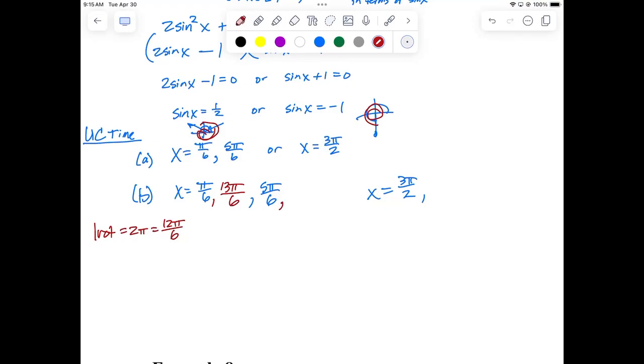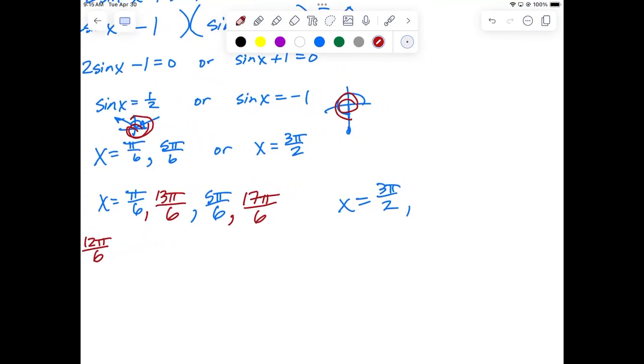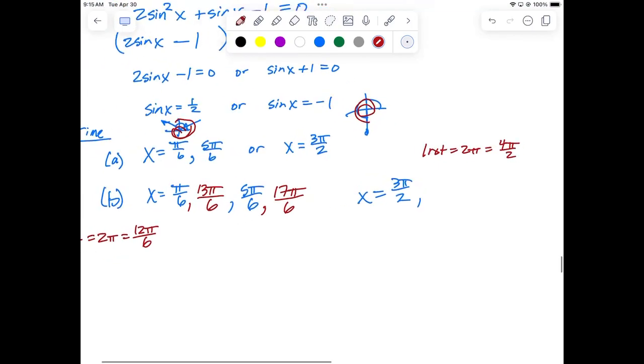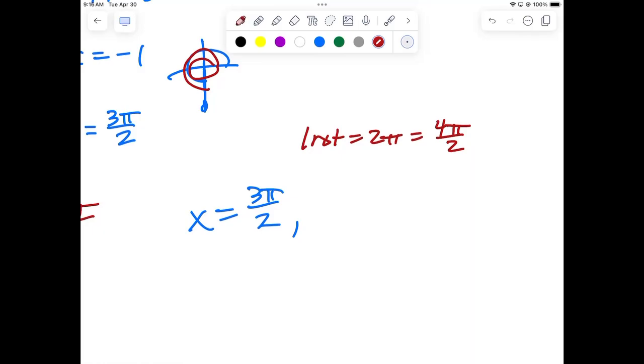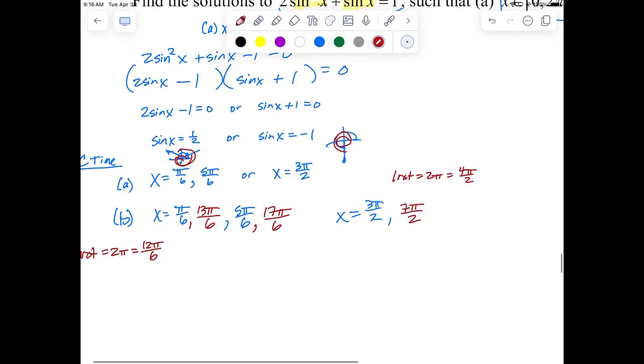All right, what's 5 pi/6 plus 12 pi/6? 17 pi/6. Yeah, now over here we're counting by halves. So one rotation is 2 pi, which is 4 pi/2 instead of 12 pi/6. So what's 4 pi/2 plus 3 pi/2? 7 pi/2. So there you go. If I wanted all the solutions between 0 and 6 pi, you would just add another rotation to 13, 17, and 7. Okay? So that's part B, all of them between 0 and 4 pi.